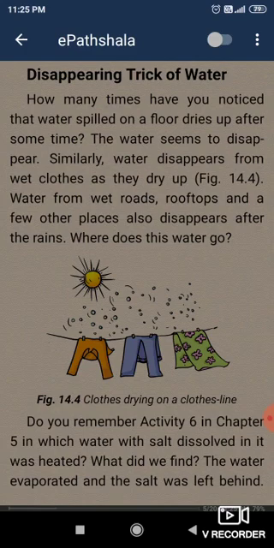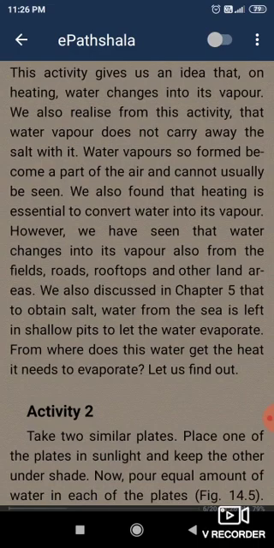Do you remember Activity 6 in Chapter 5 in which water with salt dissolved in it was heated? What did we find? The water evaporated and the salt was left behind. This activity gives us an idea that on heating, water changes into its vapor. We also realize from this activity that water vapor does not carry away the salt with it. Water vapor formed becomes a part of the air and cannot usually be seen. We also found that heating is essential to convert water into its vapor.